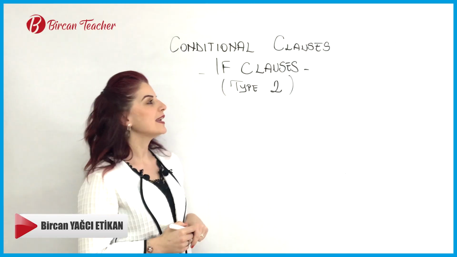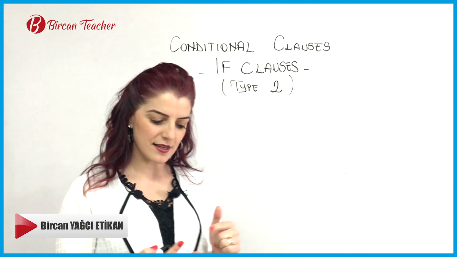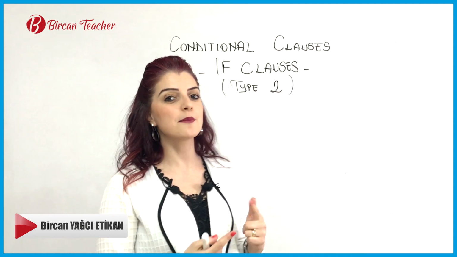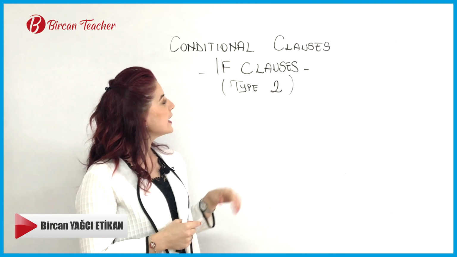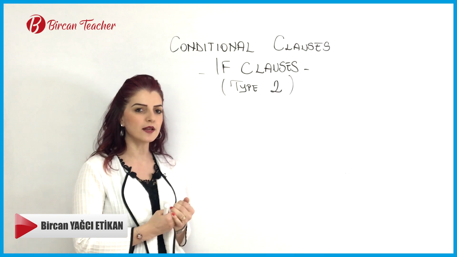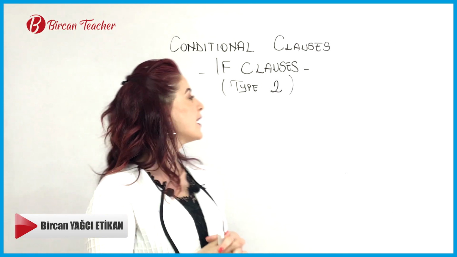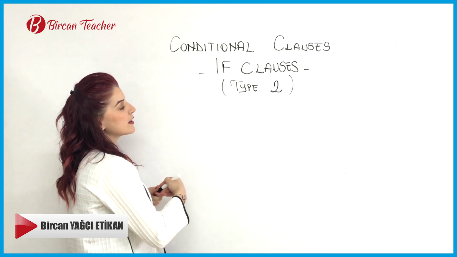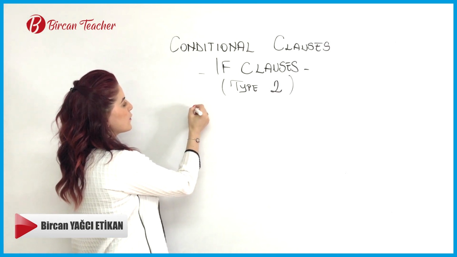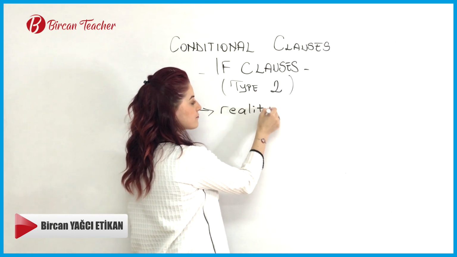In English, in conditional clauses, we have some types, such as type 0, type 1, type 2, and type 3. In our previous lessons, we studied type 0 and type 1, and now let's see something about type 2. In English, while we are imagining something, for example, what is reality?